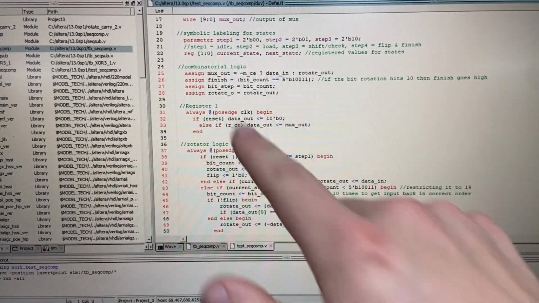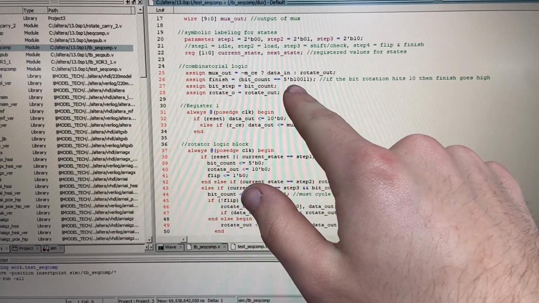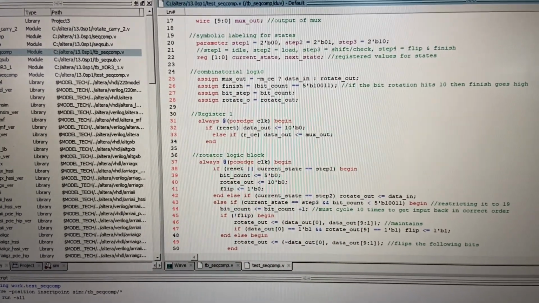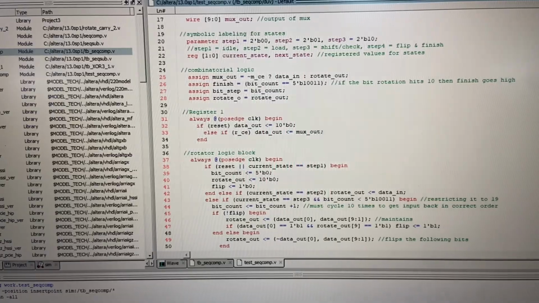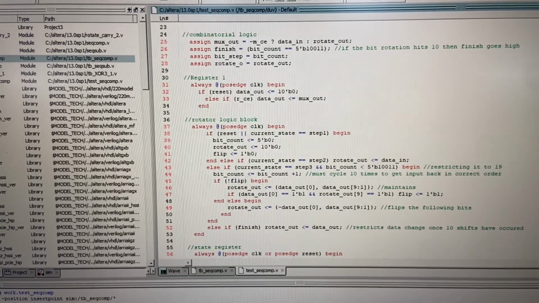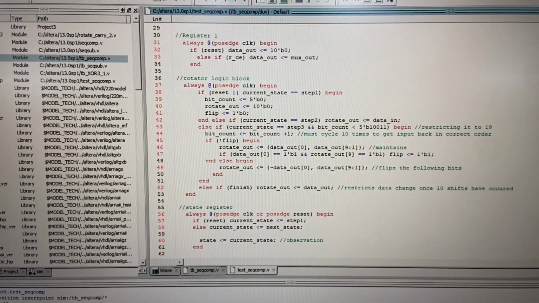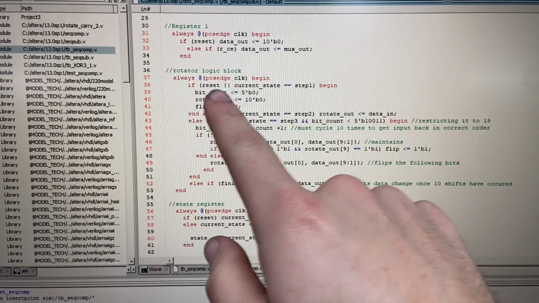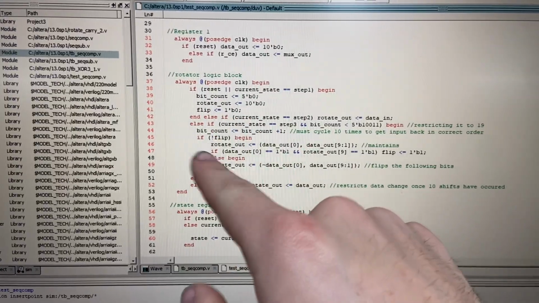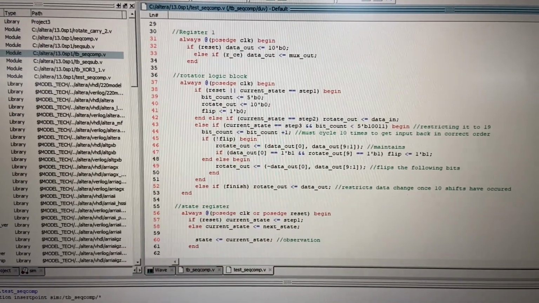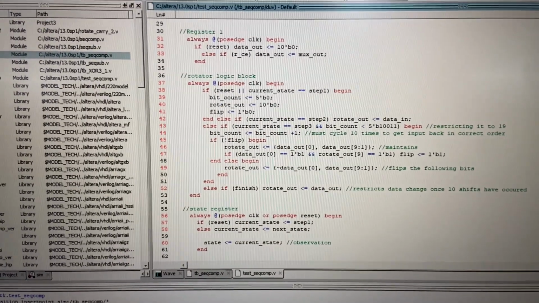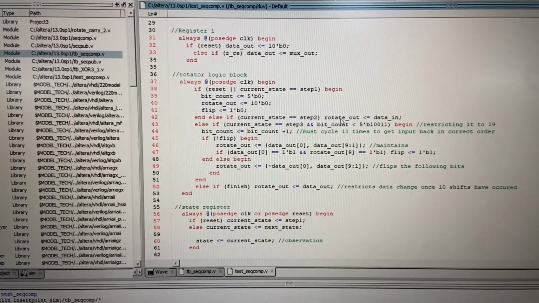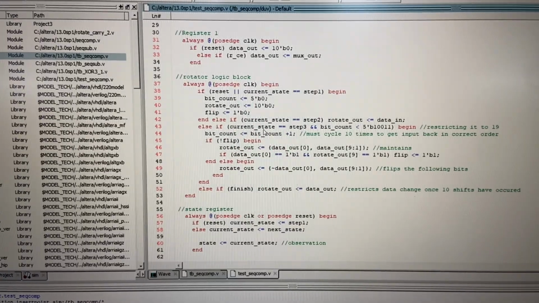We have the finish, which is saying that if the bit count hits this number, then we're done. The bit step, which is the number of bits we're on, and the rotate out. And then we have the register logic, and then we have the rotator logic, which is a little more complicated, where we have a reset and current state is 1, then it'll set everything low, so we don't get any weird uninitialized nonsense. And then we have an if-else statement saying that if the step is 2, the rotate out is equal to the data in.